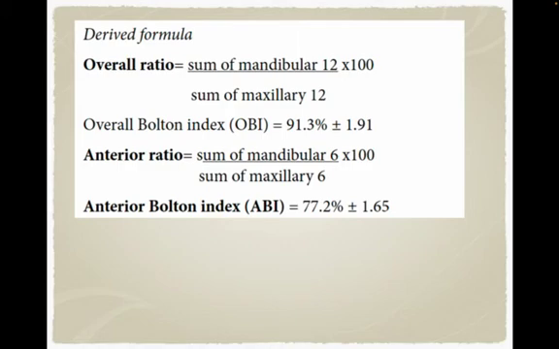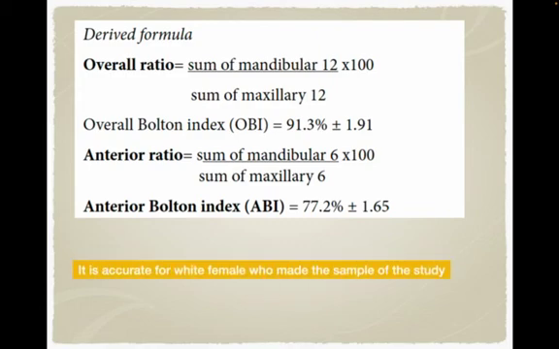So for example, let's take the anterior teeth ratio. It's 77.2. If the number, for example, is 85, that means one of 2 things: either the mandibular teeth are too big or the maxillary teeth are too small. In these cases, to get a perfect fit of the occlusion, you either have to do stripping of the lower incisors or do build-up of the upper incisors to correct this kind of malocclusion and to get a better fit.